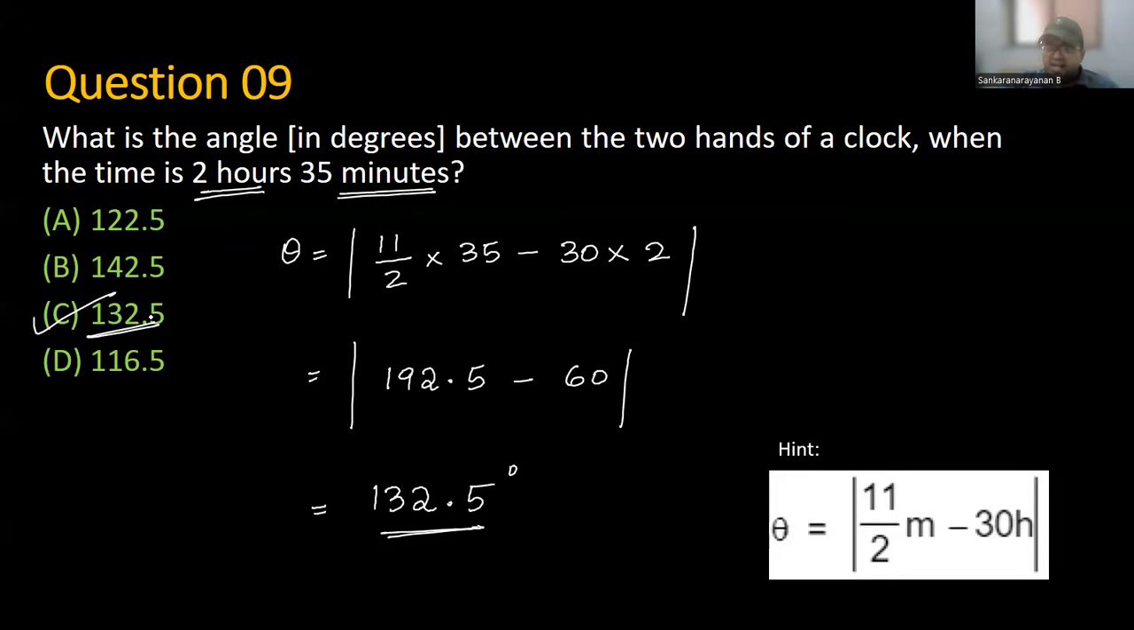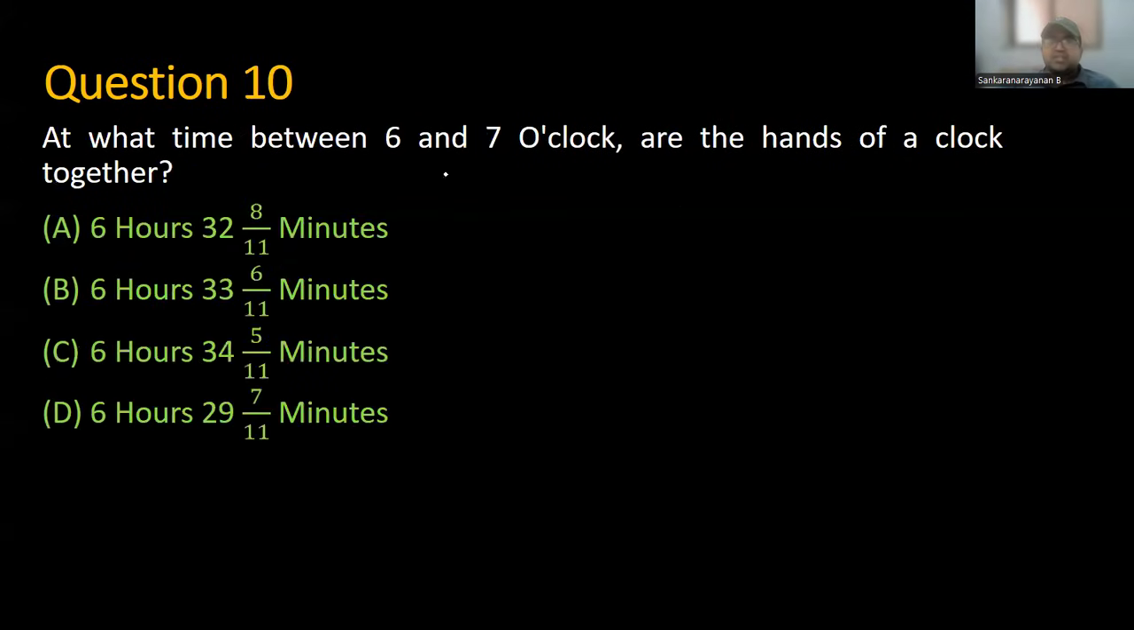All right. Now let us consider the next question. At what time between 6 o'clock and 7 o'clock are the hands of a clock together? Hands of a clock together means what? They coincide with each other. I can see that theta is equal to 0 degrees in that case.